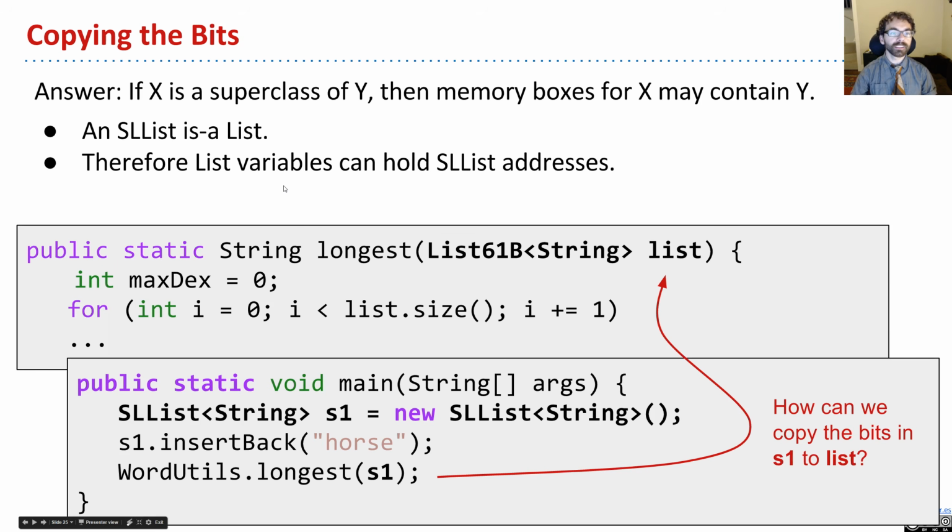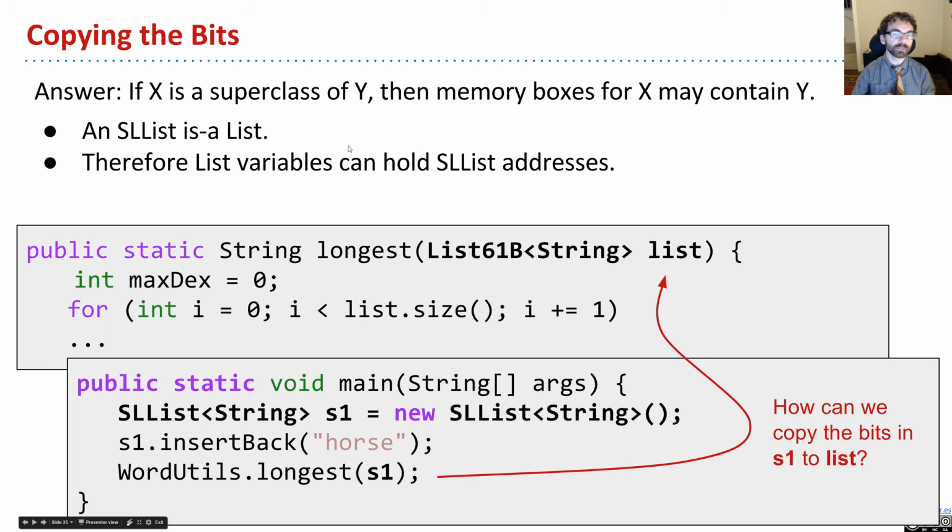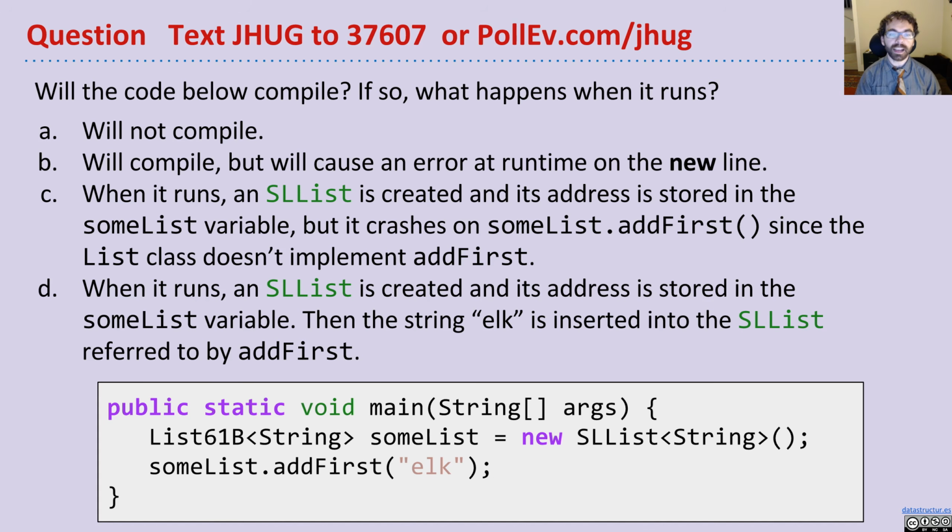The jargony way of putting it is that if X is a superclass of Y, then memory boxes for the class X may contain Y. In other words, a List61B variable can hold a reference to an SList, an AList, or indeed any list that could ever be. So let's see if that actually made sense to you.